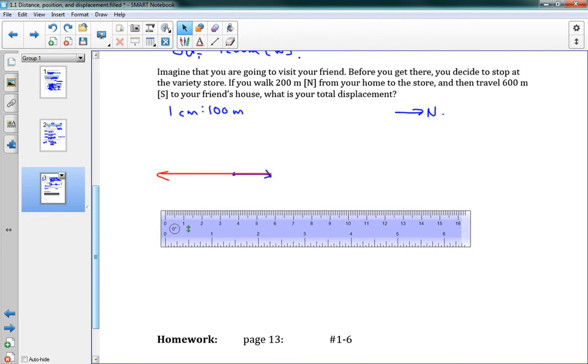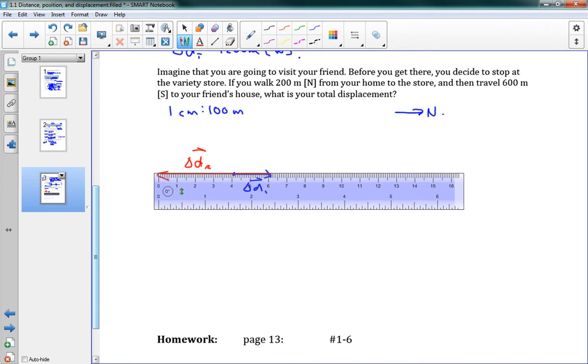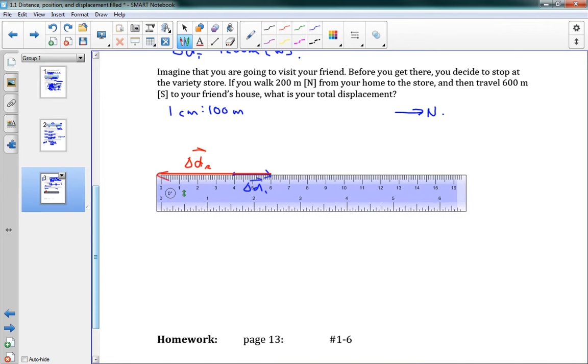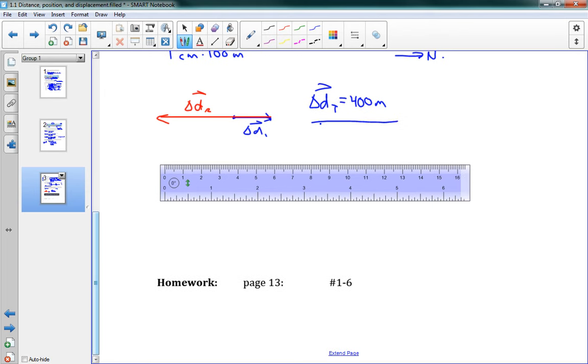Now if I measure the total result, well, I can say this was displacement 1, this was displacement 2. If I measure from the start, I can see that I have 400 meters. So I can say the total displacement equals 400 meters. And that's how we use these vector scale diagrams. So go ahead and try the homework problems at the bottom, and I'll see you in the next lesson.